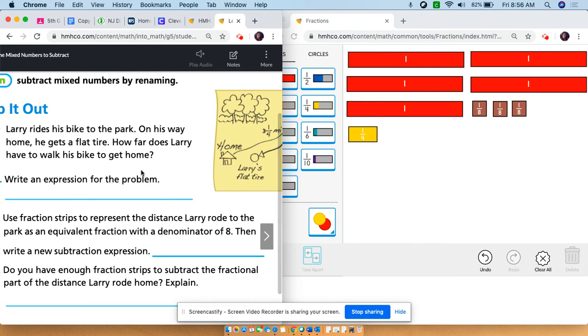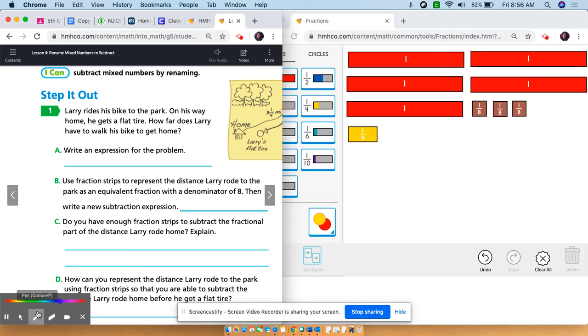So the first thing it wants me to do for part A is to write an expression, a keyword expression. So I'm just stating what's going on in this problem. So I have 3 and 1/4, and I'm subtracting 2 and 3/8.